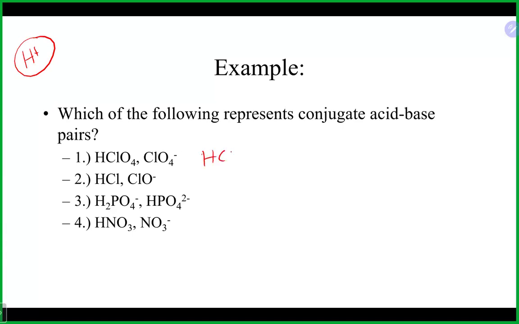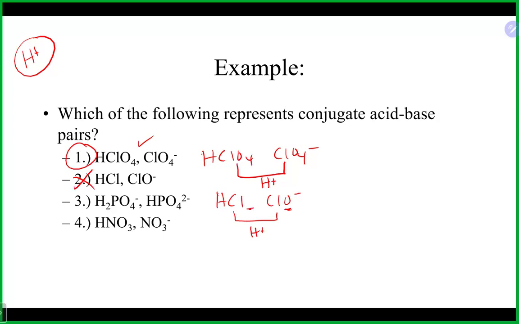So if we take a look at HClO4 and ClO4 minus, the only difference between this is an H plus. You can either put the H plus on the guy on the right and you get the guy on the left, or take the H plus off the guy on the left, you get the guy on the right. So I would say yes on that. We take a look at the second one here, HCl and ClO minus. The difference here is an H plus, but there is also a difference of oxygen that is not in one of them, but is in the other. And because of that, that will not be a pair, even though they look very similar to each other.